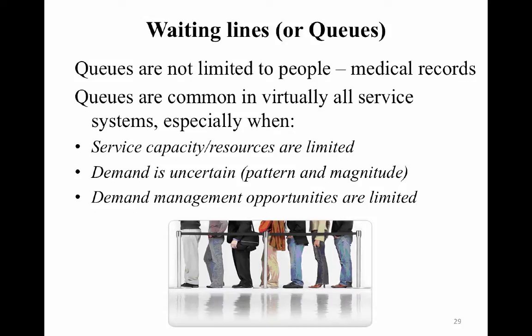Waiting lines or queues. Queues are not limited to people. You can have a queue of medical records. You probably have a queue of things that you're working on for your job. You put things in a queue based on their importance, perhaps based on deadlines. So again, it's not limited to people, but we're going to talk mostly about people in terms of the waiting lines. Queues are very common when resources are limited and demand is uncertain, meaning there's that variability in your demand.